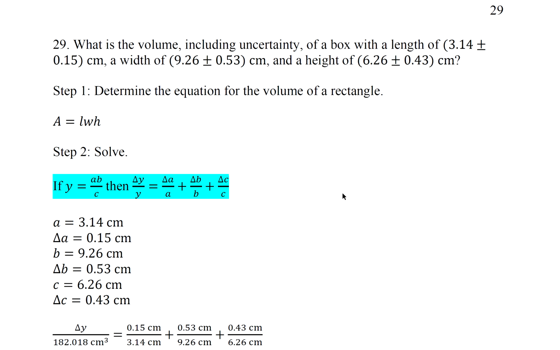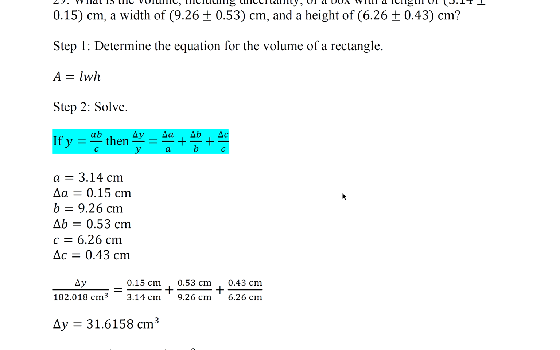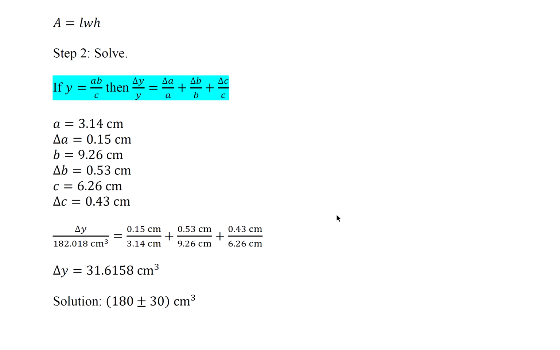So step 1, we need the equation. Volume equals length times width times height. Step 2, let's solve using this equation. So we've determined y, which is 3.14 times 9.26 times 6.26. And then we solve for delta y.